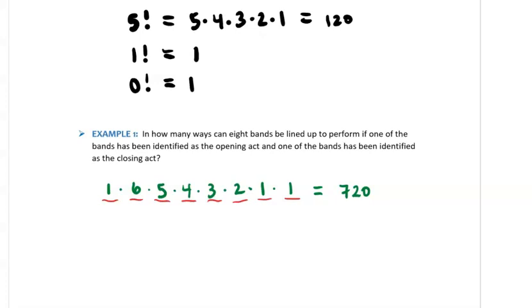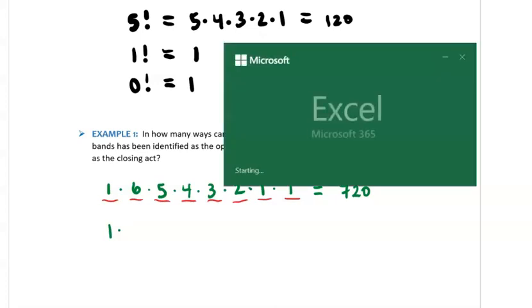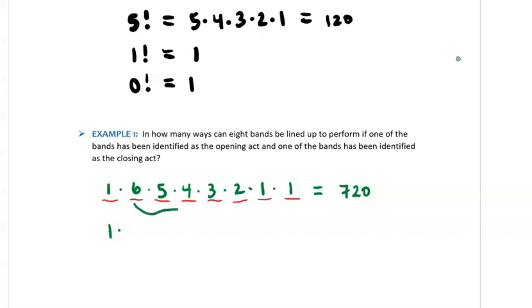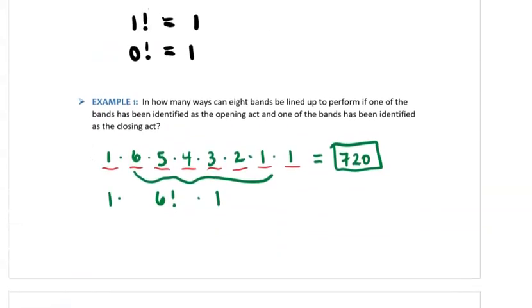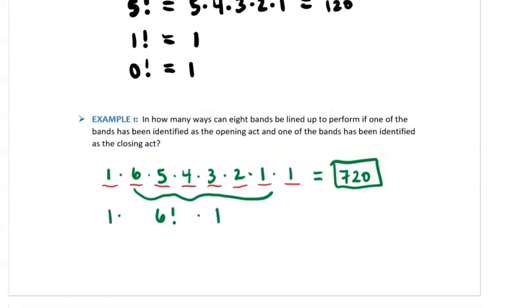This can be written in a more concise manner. We have 1 times, and then the product 6 all the way down to 1 can be written 6 factorial, and then we're going to multiply by the 1 band at the end. So this can be written as 1 times 6 factorial times 1, which gives a result of 720. This is an example of a permutation. A permutation is an ordered arrangement of items in which order matters and no item can be used more than once in the arrangement.